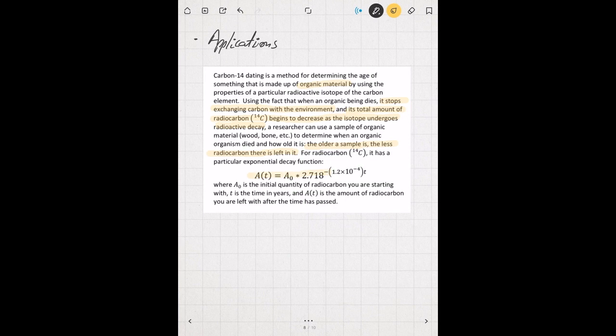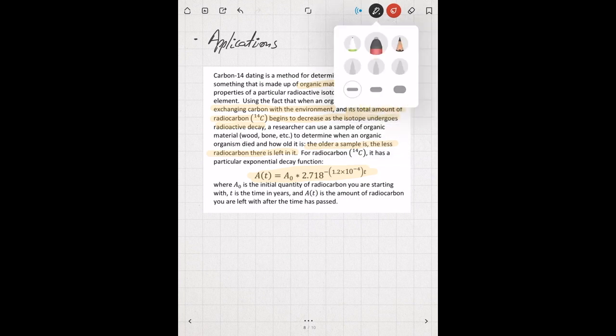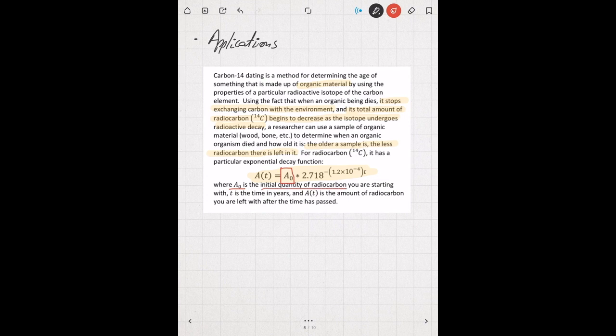And this is how we're going to define that exponential decay function. What we have here are a couple key elements. One of the things that we have is called A sub 0, or A naught. This component right here is the initial quantity of radiocarbon. So that's how much radiocarbon you start with.